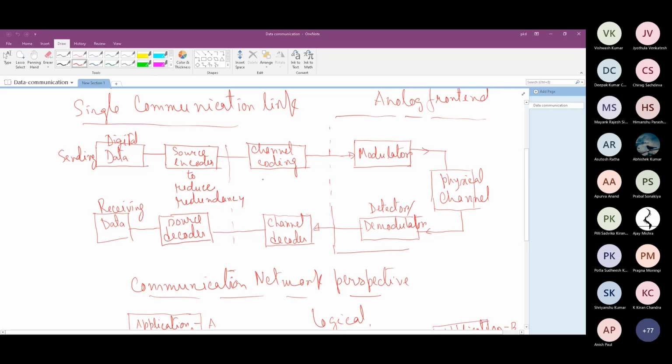So actually, as we have told here, source coding is to reduce redundancy, but generally it also means that we have to keep intact the information. On the other hand, in the channel coding, we add redundancy.